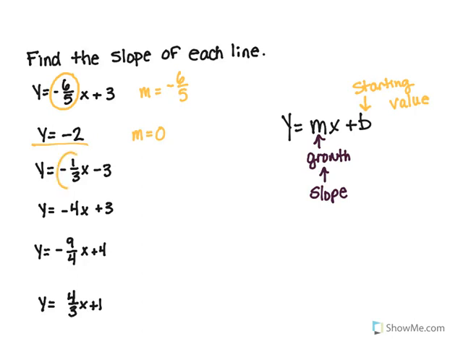So this one, the number next to the x is -1/3, so we'd say m equals -1/3. Make sure you're putting that negative with your slope. This one would be m equals -4. Then we'd have m equals -9/4, and m equals 4/3. That's it. You're just finding the number that is next to x, and that is your slope.